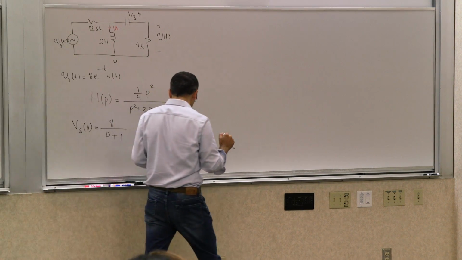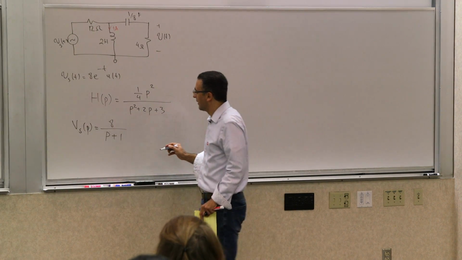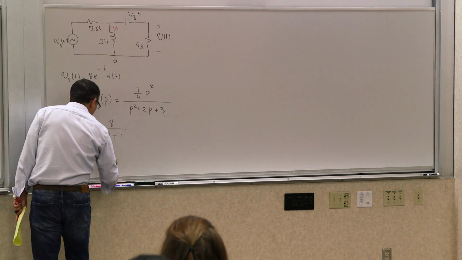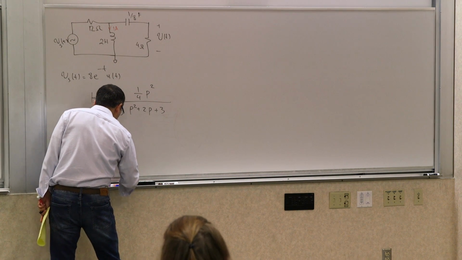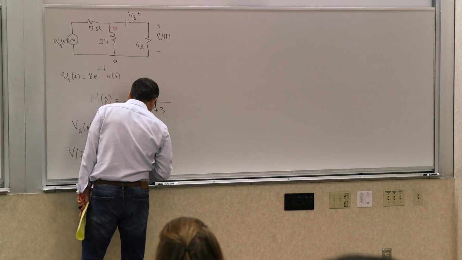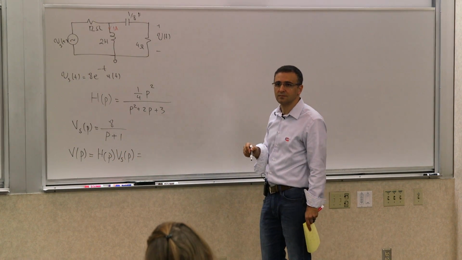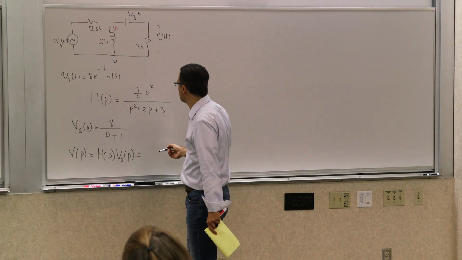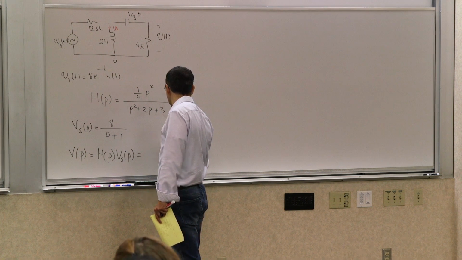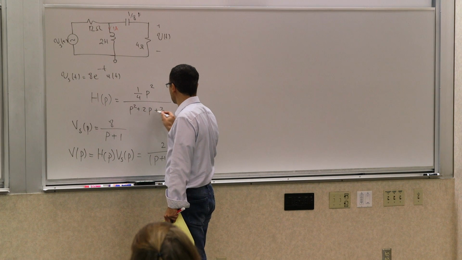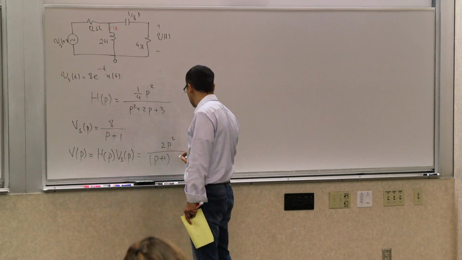So what is the output operator? V of p is going to be h of p times Vs of p. This is the convolution in time domain. Now it's just a product. So we just multiply these, you get 2p squared over p plus 1 times the roots of that, times whatever that is.